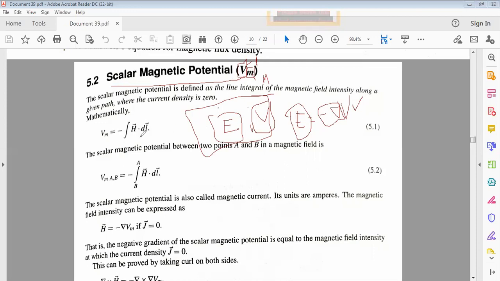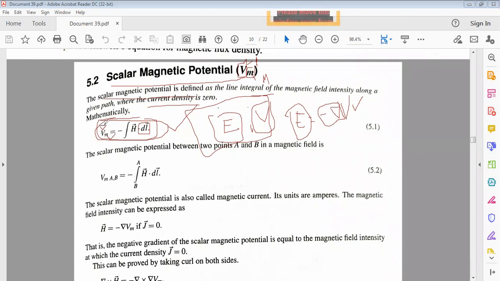The scalar magnetic potential is simply defined from this expression as the integral of the magnetic field intensity or field strength along a given path or a given line, H dot dl. This is the statement. No need to write all this theory. Simply from this statement, we directly define the scalar magnetic potential.